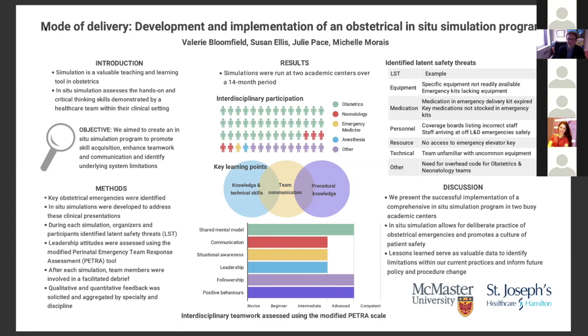During each simulation, organizers and participants identified and documented latent safety threats. Qualitative data was reviewed and recurring themes were identified, and then our quantitative feedback and PETRA scores were analyzed using descriptive statistics. In terms of results, we ran 28 simulations over a 14-month period at 2 academic centers here in Hamilton. Simulations included obstetrical emergencies such as cord prolapses, postpartum hemorrhage, unresponsive patient, and many more.